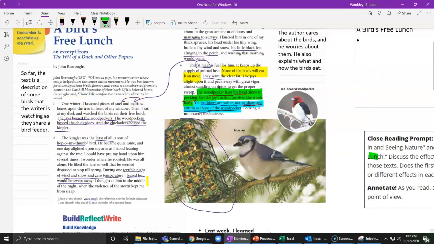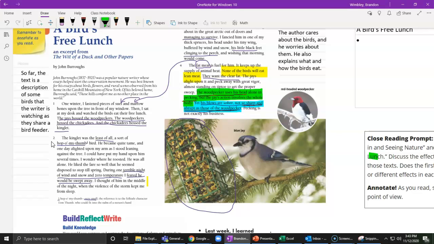One winter, I fastened pieces of suet and marrow bones upon the tree in my front window. Then I sat at my desk and watched the birds eat their free lunch. The jays bossed the woodpeckers bossed the chickadees, and the chickadees bossed the kinglet. The kinglet was the least of all, a sort of hop of my thumb bird. He became quite tame, and one day alighted upon my arm as I stood leaning against the tree. I could have put my hand upon him several times. I wonder where he roosted. He was all alone. He liked the fair so well that he seemed disposed to stop till spring.